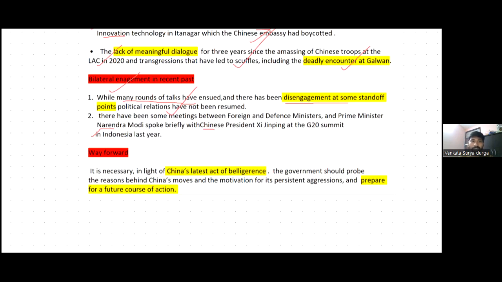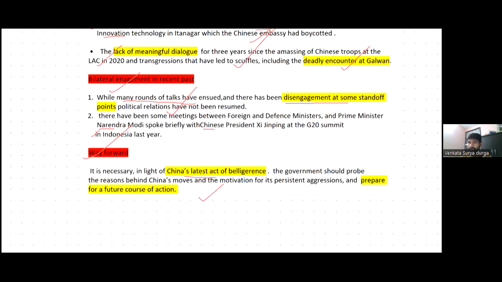So, what could be the way forward in this conflict? The way forward could be, in the light of the latest act of belligerence, assertiveness and aggression of China to deploy its forces to the LAC, and frequent clashes between the forces, and also renaming the territories in Arunachal Pradesh, that the government should probe the reasons behind China's move so that we could prepare our course of action in the coming time. So this is what the way forward has been.